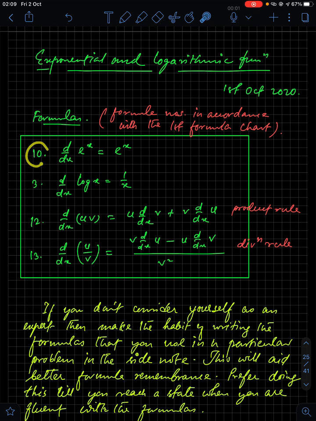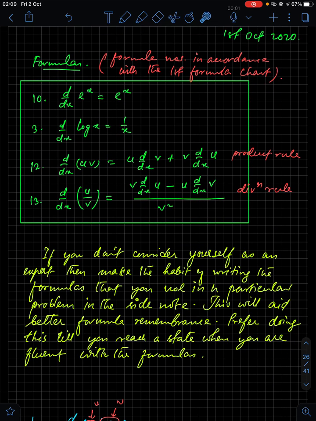Now you see the numbers given over here are in accordance with the previous chart that I have provided you in the other video. Okay, so there formula number 10 was d/dx of e to the power x, which is e to the power x. Formula number 3 was d/dx of log x, which is 1 by x.